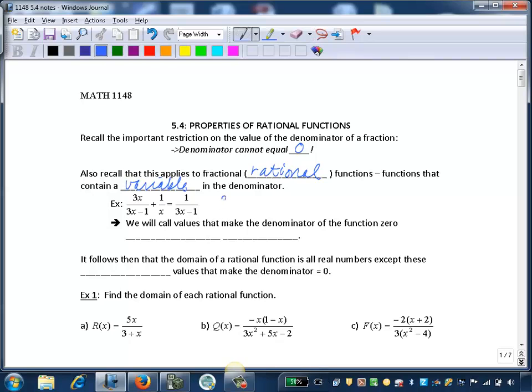So in this case, if we set 3x minus 1 to 0, we get x equals 1/3. So that means there's no way x can ever equal 1/3. X cannot equal 1/3 in this equation. And then if we set the other denominator, x, equal to 0, that's telling us x cannot equal 0, or else it would cause this function to be undefined. So I'm going to call these values that make the denominator of a function 0 the excluded values.